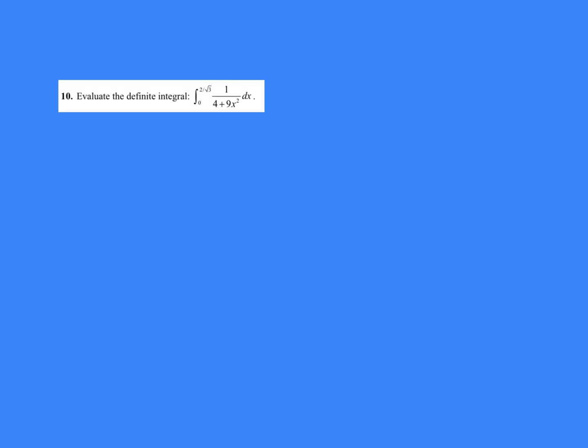Okay, let's do problem 10. This integral looks like an arctangent. If we name u equals 3x, we will make the arctangent appear. So du will be 3 times dx, and the integral from x equals 0 to x equals 2 square root of 3 of 1 divided by 4 plus 9x squared dx will look like the integral of dx.